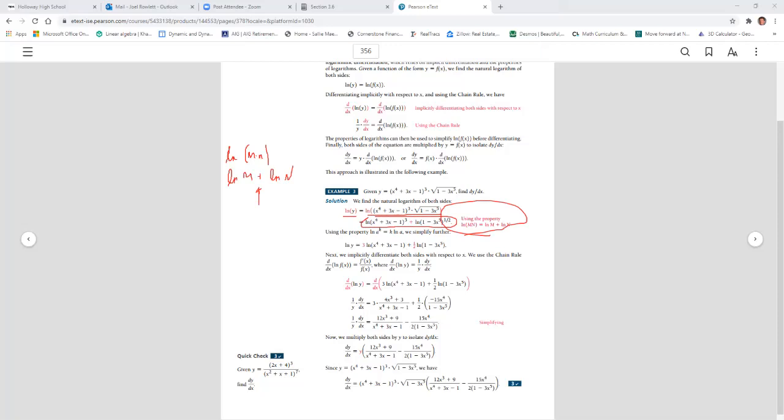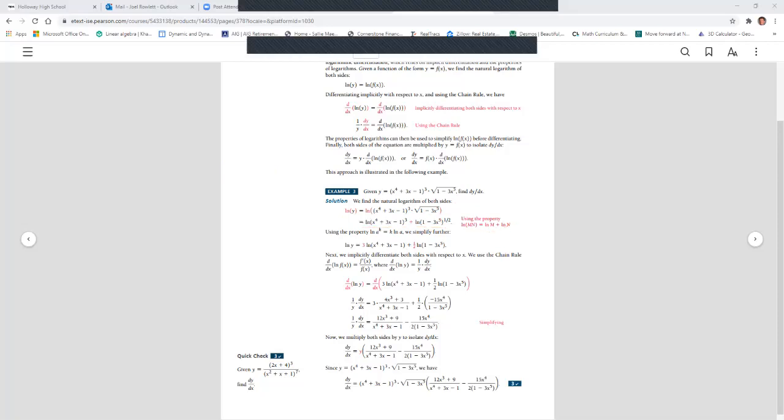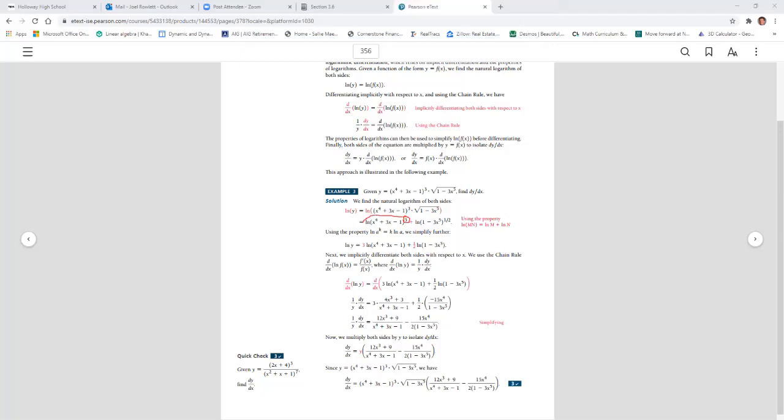Here they used the property that says if you take the natural log of a to the power of k, it's the same thing as k times the natural log of a. In other words, they brought this 3, this exponent, down to the front. And over here, they brought the 1/2 down to the front. That's just another one of our log properties. And that puts us in this situation here. And then finally, we take the derivative of both sides with respect to x.